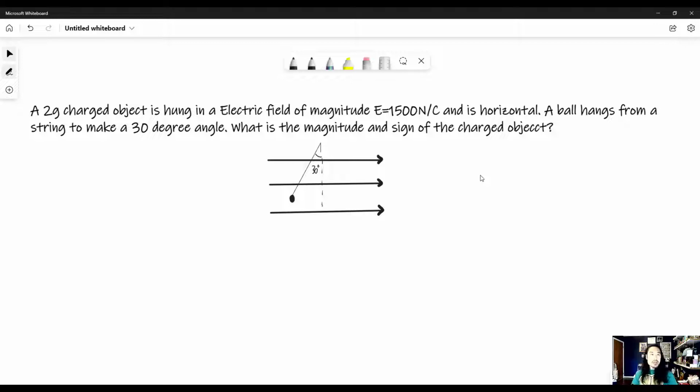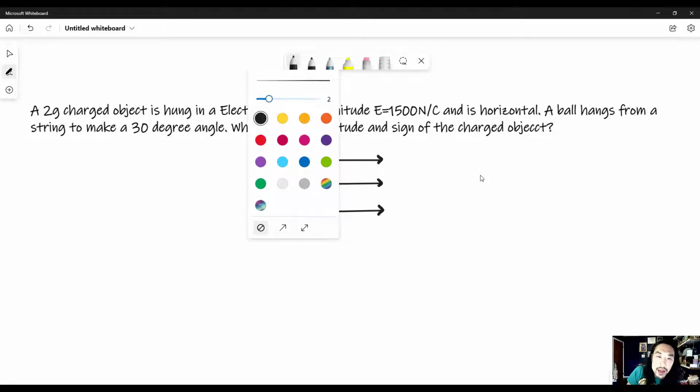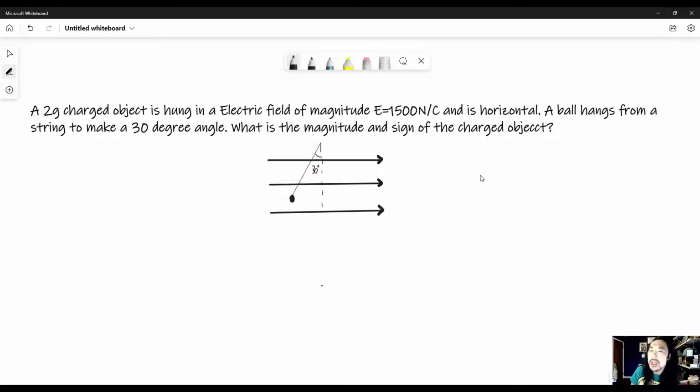Let's begin. We have a 2 gram charged object hung in an E-field of magnitude 1,500 newtons per coulomb. The first thing I'm going to do, and I think you should too, other than sketch this out, is label your diagram. So we have E equal to 1,500 newtons per coulomb, and it is horizontal. It's making a 30-degree angle, and I didn't say if it was with the vertical or horizontal, so I just took the liberty of making it with the vertical. The question is asking, what is the sign of the charged object?